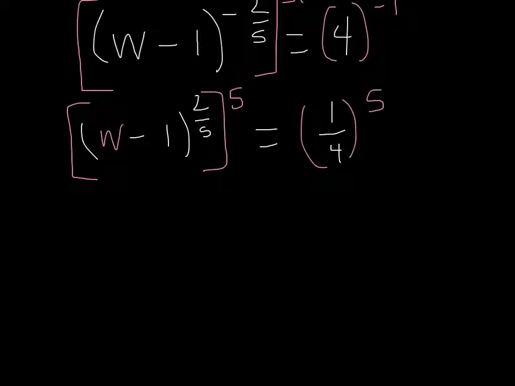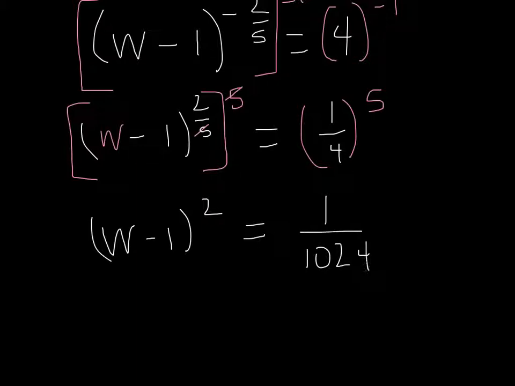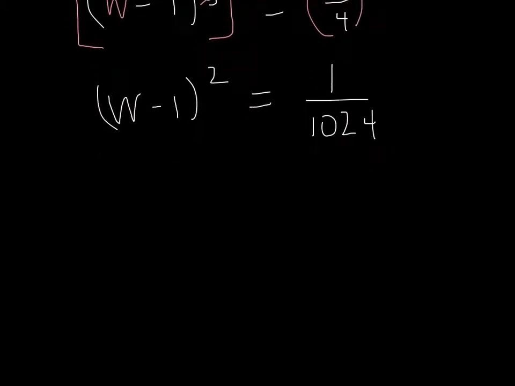And on the left hand side, those cancel. And what I get is w minus 1 raised to the 2nd power. And on the right hand side, I get 1/4 to the 5th power, which is 1/1024. And then I still need to take the square root of both sides. So I take the square root of the left and the square root of the right. Don't forget the even root property is going to apply.